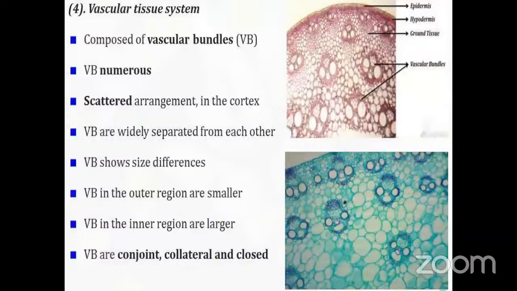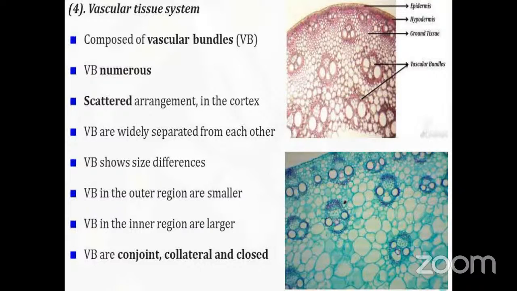Then vascular tissue system, it is composed of vascular bundles. Here, vascular bundles are numerous, that means many, unlike dicotyledonous stems, and the arrangement is scattered in the cortex. Scattered means that is throughout, here and there they are found. If you stand in a position and throw stones, they are thrown scattered in the same way. Here, the vascular bundles arrangement is scattered, and vascular bundles are widely separated from each other, not in the form of a ring or attached. And vascular bundles show size differences also.